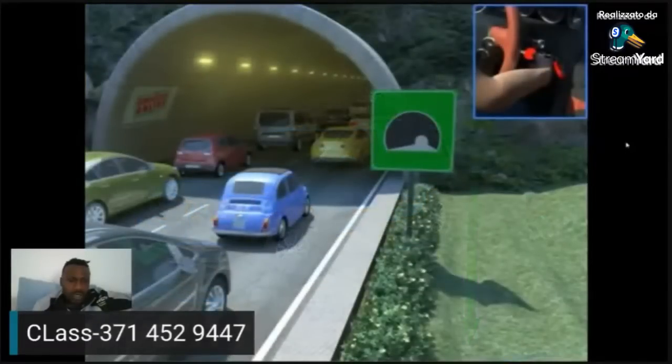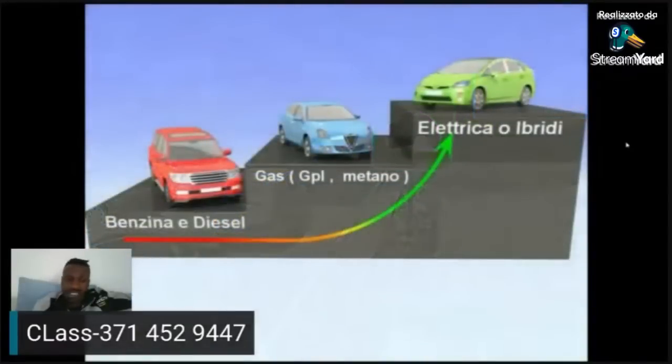In a tunnel, what must we do? Are we allowed to accelerate in a tunnel? No. In a tunnel, when there is traffic, we have to stop and possibly turn off the engine to avoid unnecessary consumption of fuel. Is that clear to everyone? Very good.